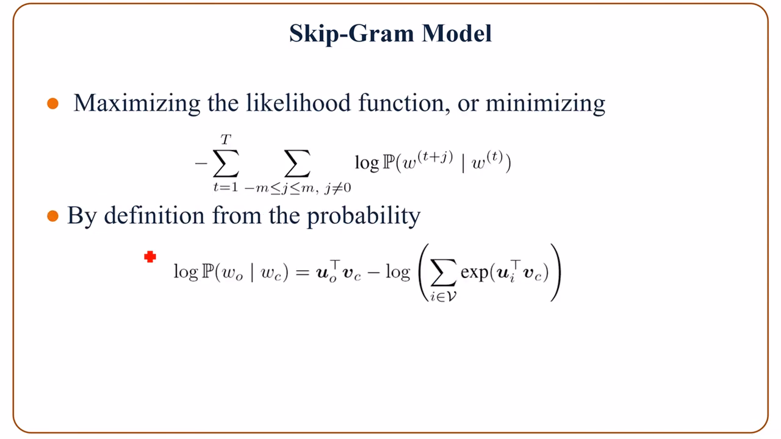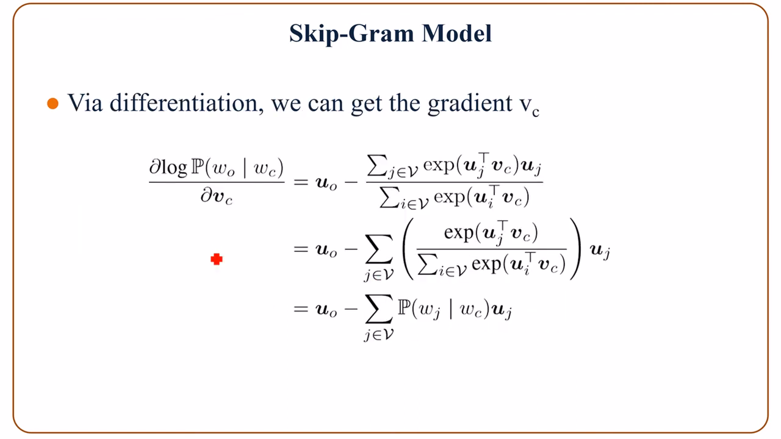Now taking the log, we have the sum instead of the product. And from the softmax function in the previous slide, taking the log of the probability, what we have is this. Taking the derivative with respect to VC, which is the representation of the central word, and eventually what we get is this. And this is what we need for the update rule in the gradient descent algorithm.